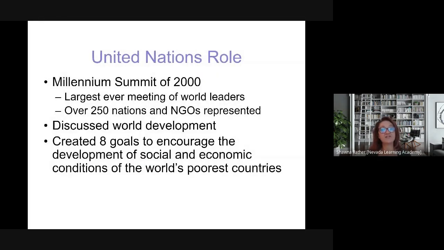So the United Nations role, largest ever meeting of world leaders in 2000. They discussed world development. They created the 8 goals to encourage development of social and economic conditions in the world's poorest countries.